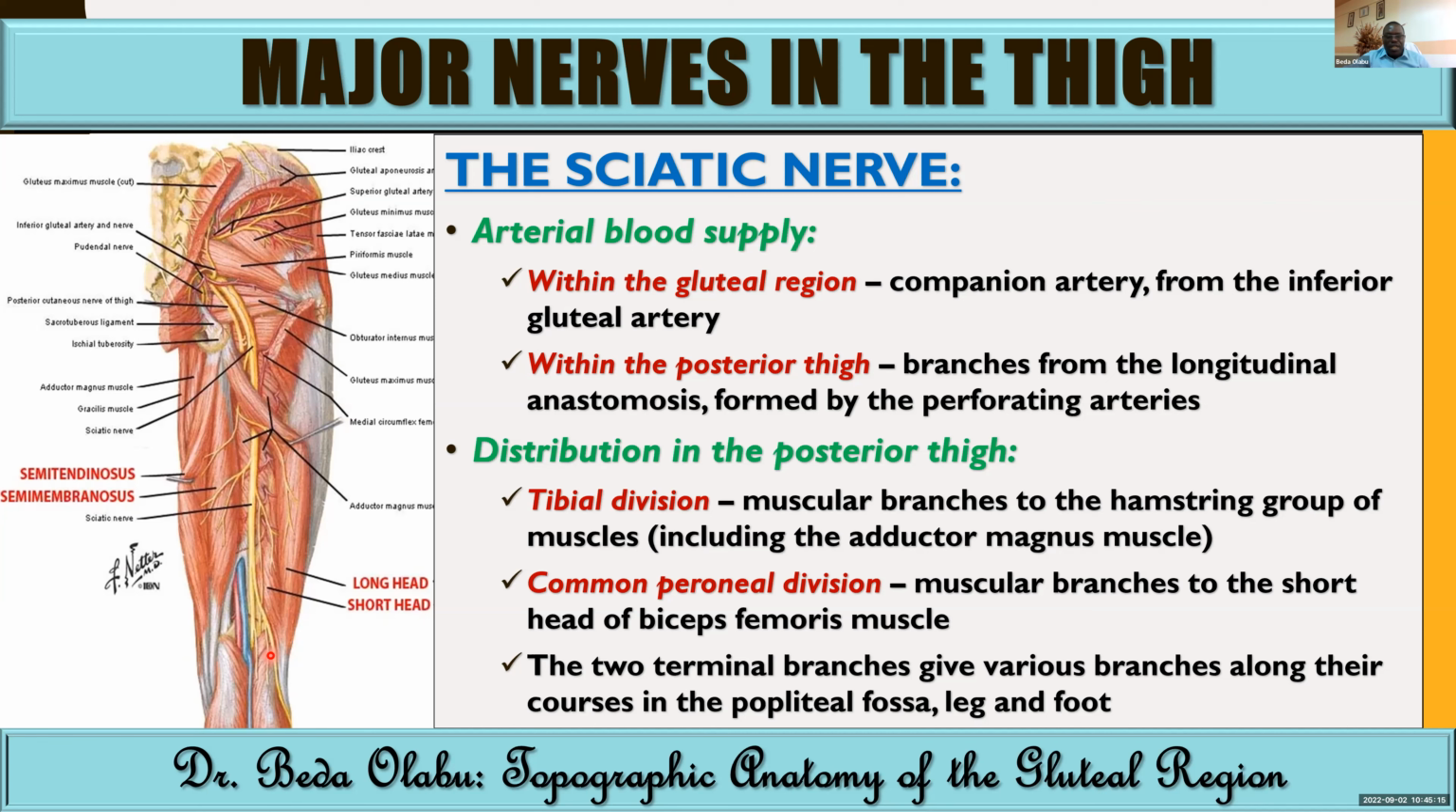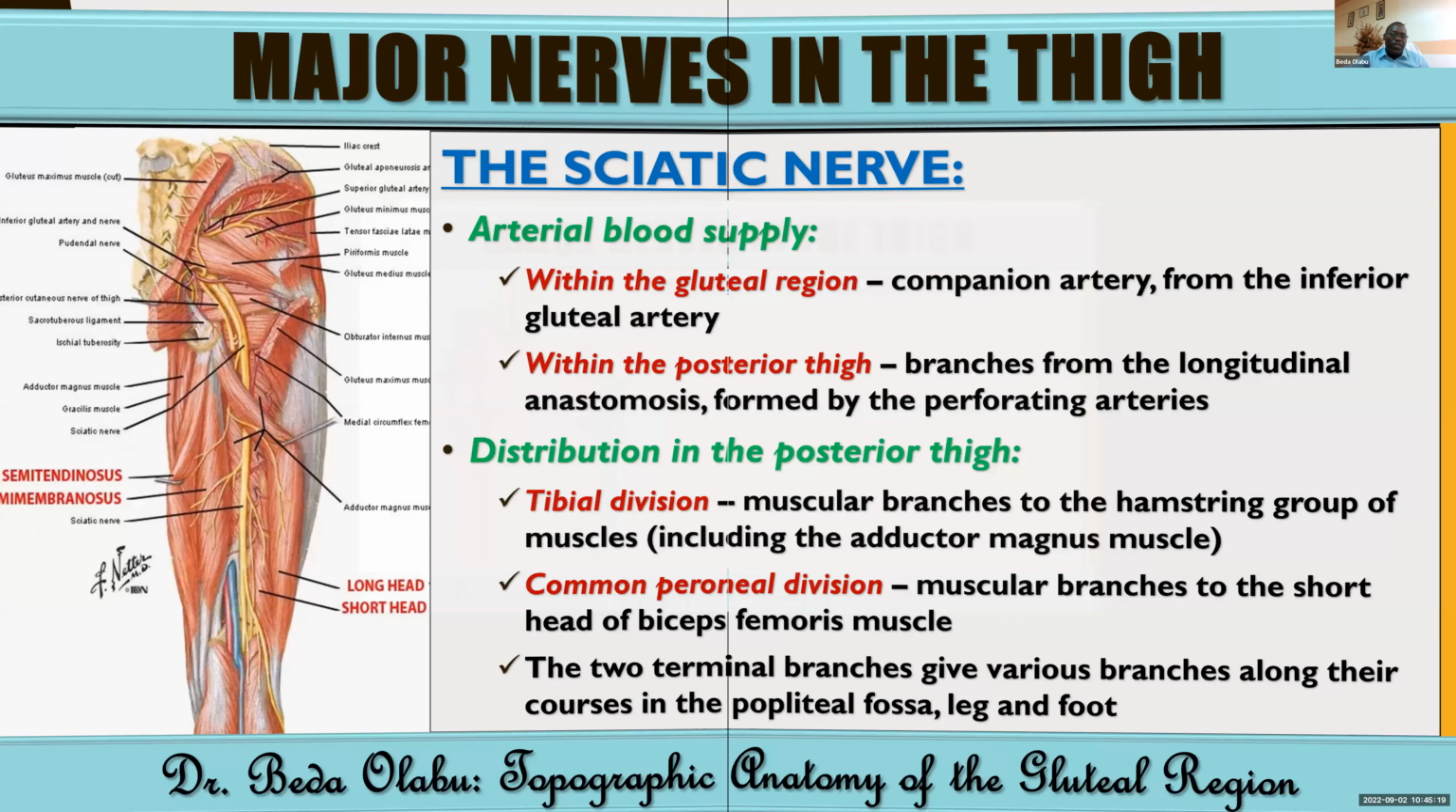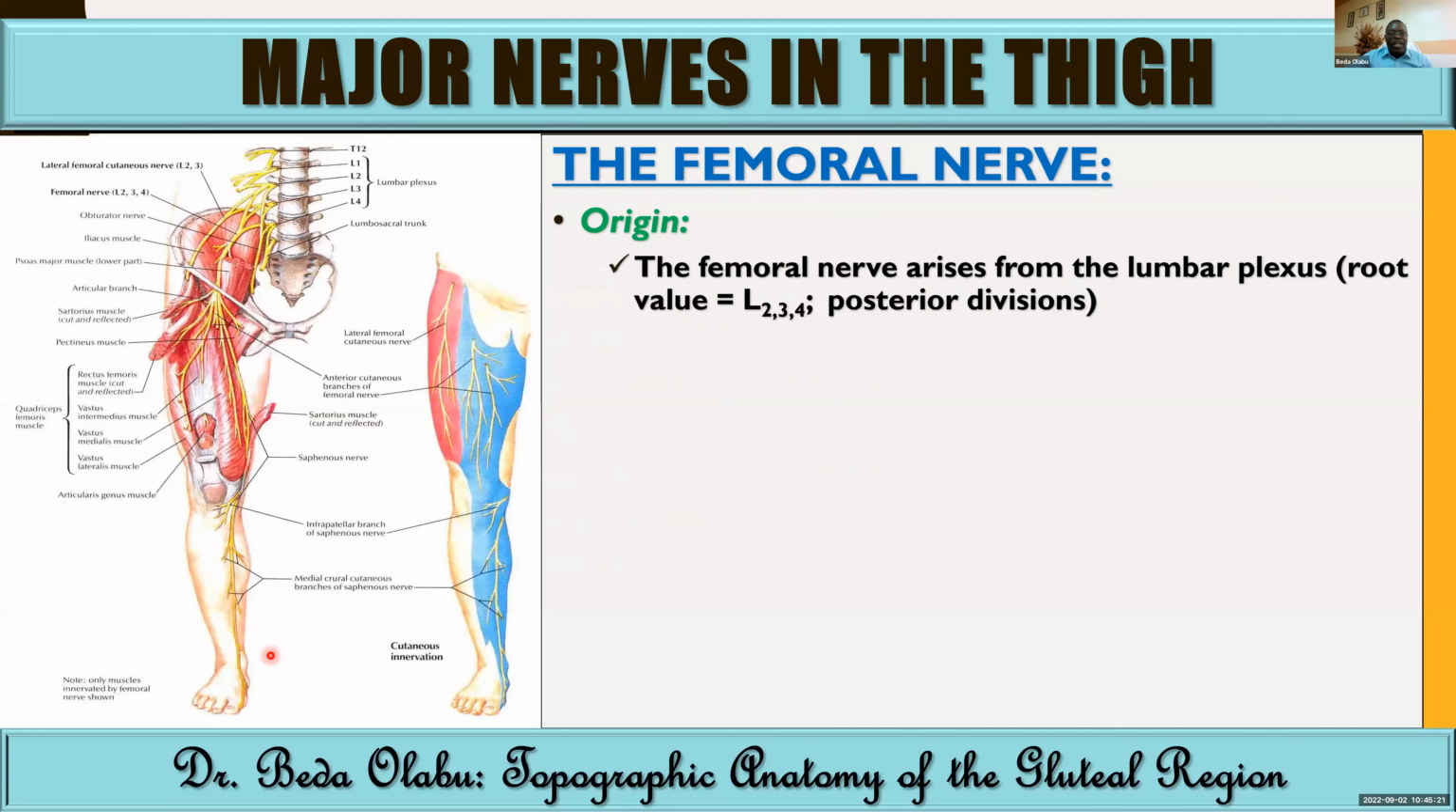So that's the sciatic nerve. The other nerve I want to talk about is the femoral nerve. The femoral nerve arises from the lumbar plexus. So this is the lumbar plexus of nerves with the root value L2, L3, L4. However, there's a rider to this.